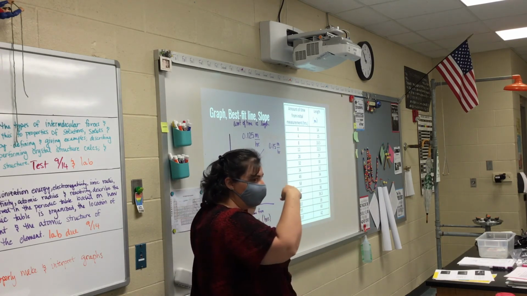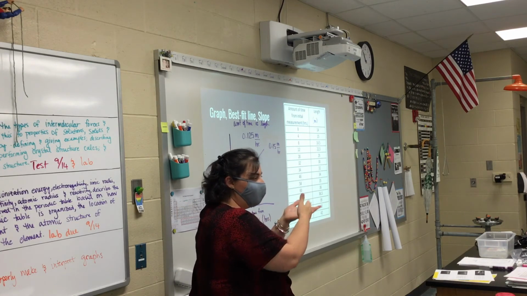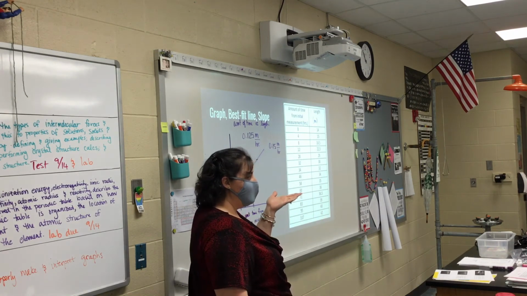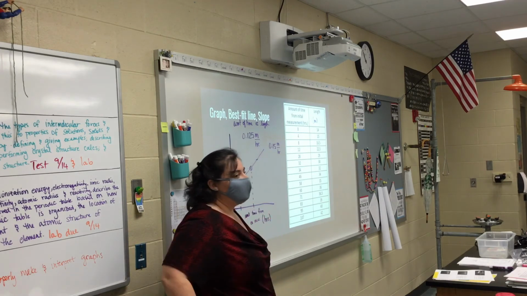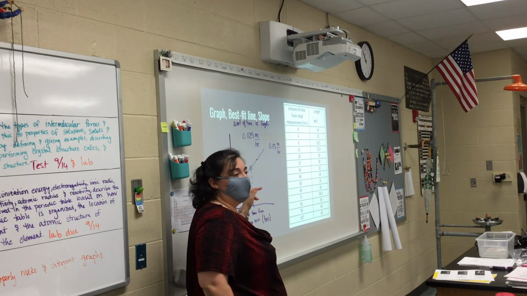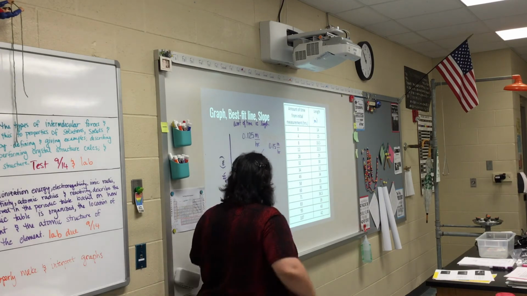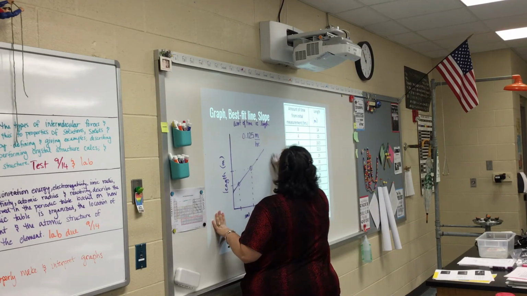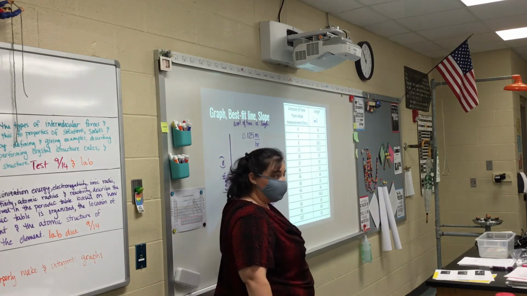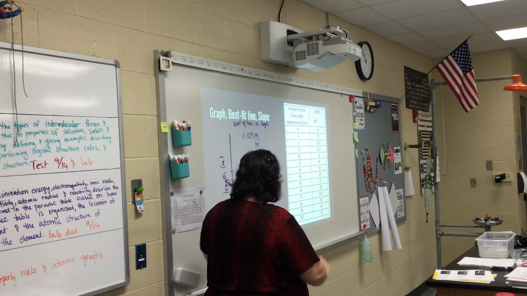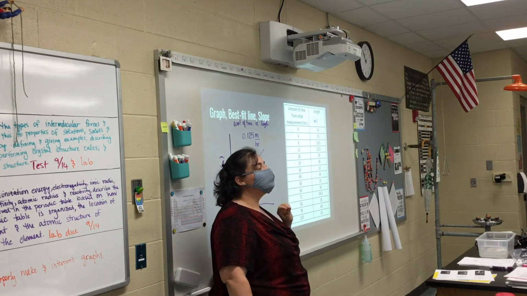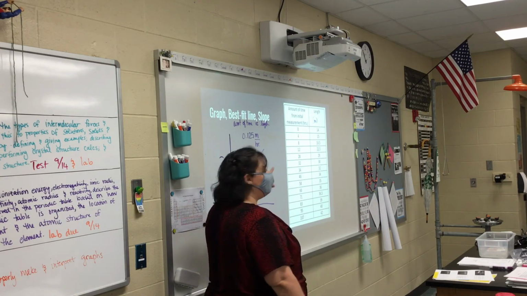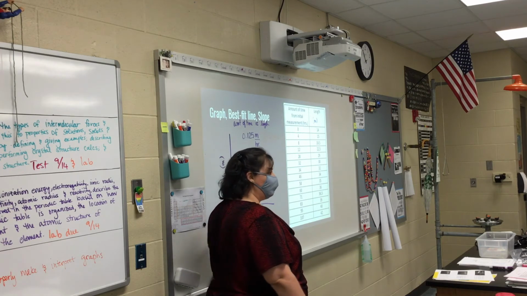Have we done all that already? Okay. So now we've got to write an equation for our best fit line. So we're going to use this initial slope that Rachel gave us, and we're going to write an equation for this line.